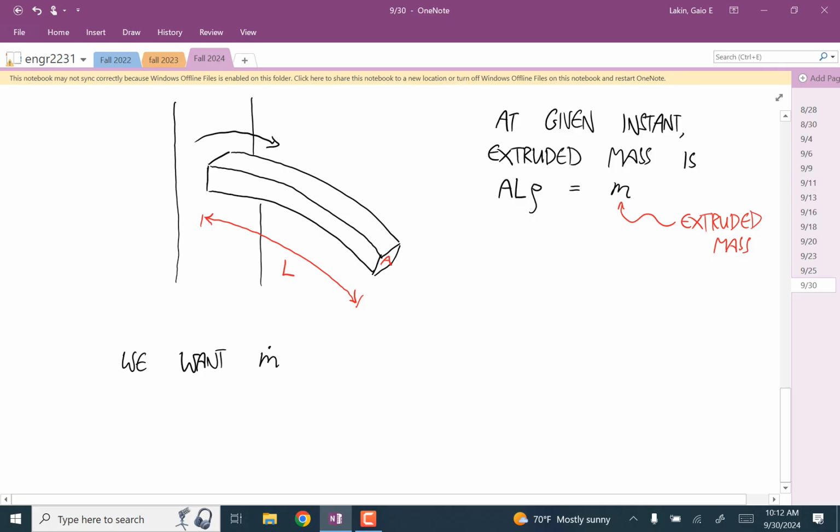And so take the time derivative of that. m dot is the time derivative of A times L times the density. The only one of these that's changing in time is the length, right? That area is constant. The density, we're assuming it's a constant, one type of material. And so this comes out to be A times rho times dl dt.